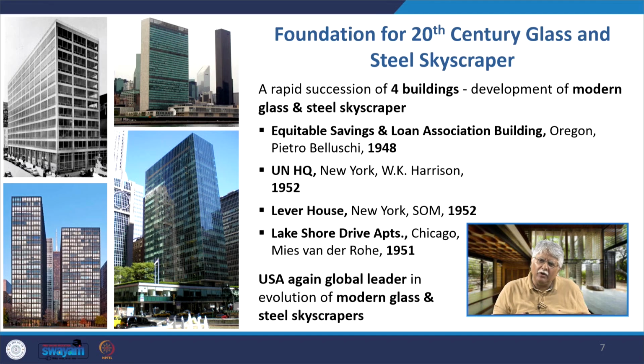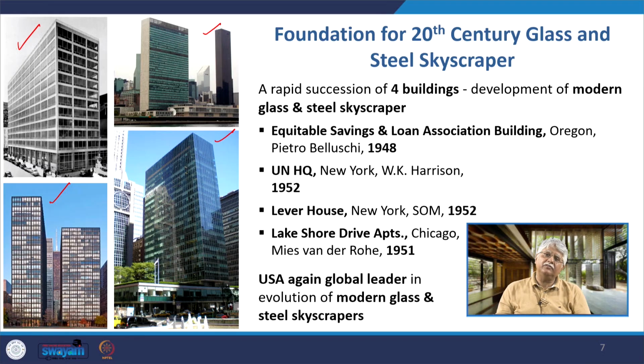Now when we talk of the modern glass and steel skyscraper, in rapid succession there were 4 buildings made that led to its development. The first was the Equitable Savings and Loan Association building in Oregon by Pietro Belluschi in 1948. Then there was the UN headquarters, which was a set of architects working together, which included Oscar Niemeyer and Le Corbusier, but the work is majorly attributed to W.K. Harrison. Then there is the Lever House by Skidmore, Owings and Merrill in 1952, and the Lakeshore Drive Apartments by Mies van der Rohe in 1951.